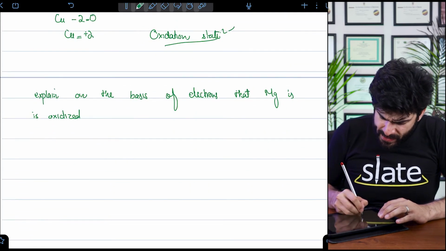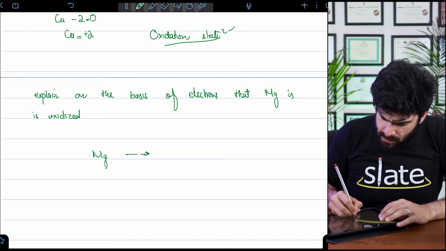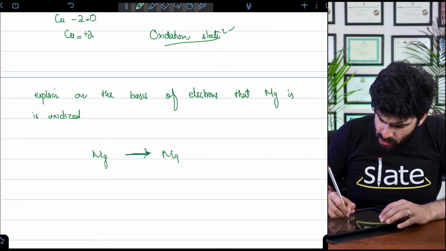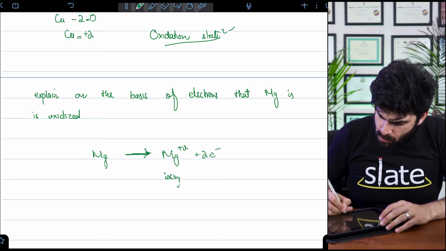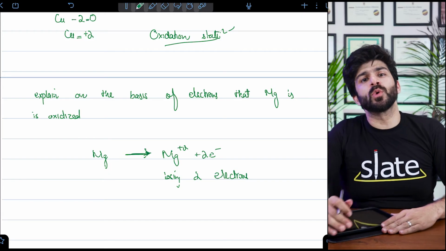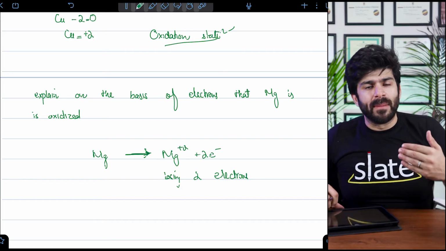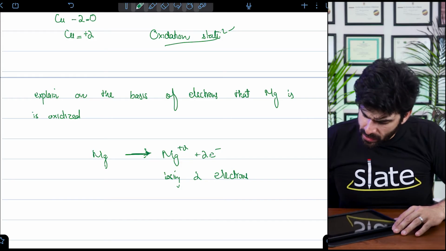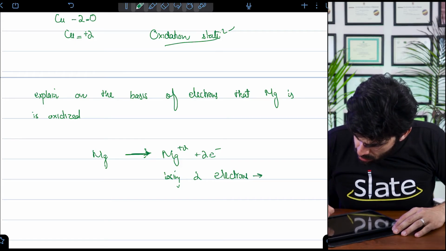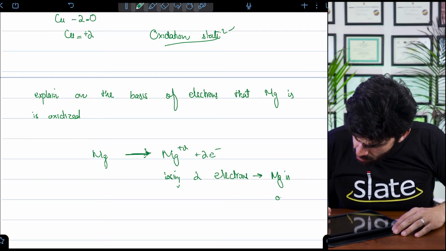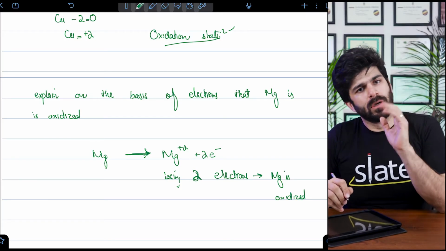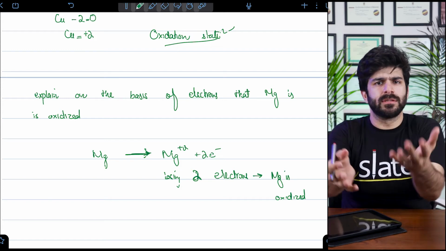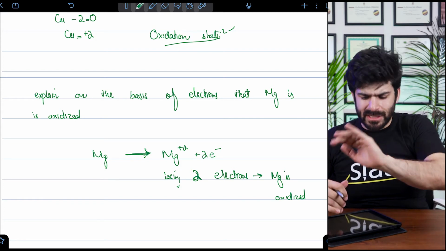in that case, I would just make this equation. Magnesium is losing 2 electrons to make Mg2+ ion. So that is why magnesium is oxidized. It loses 2 electrons. So that is how you can define it. That is oxidation, that is reduction.